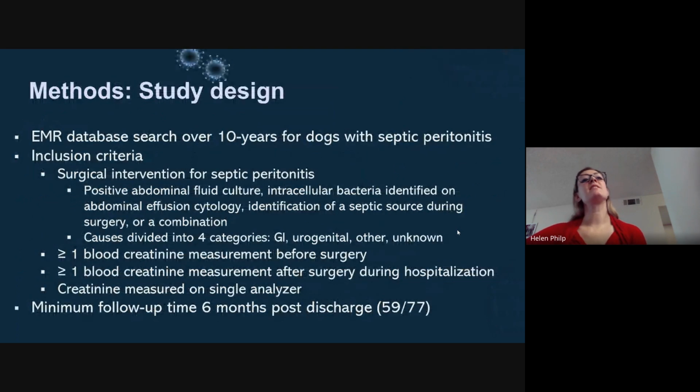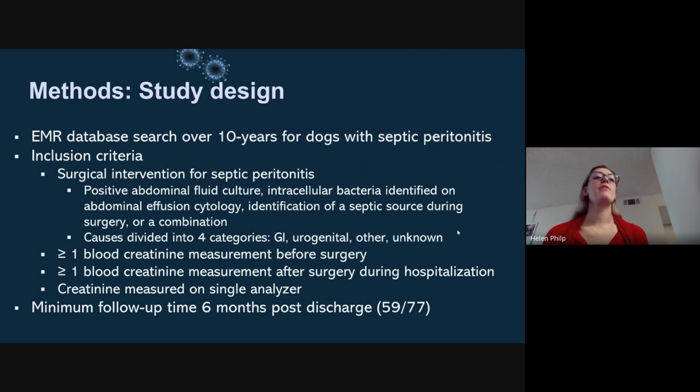In terms of study design, it's a fairly straightforward design. It's a retrospective observational study with a search of the electronic medical record database over a 10-year period, weeding out all the dogs with septic peritonitis. There's not really any particular exclusion criteria, but in terms of inclusion, they had to have undergone surgical intervention for septic peritonitis, and they list the ways in which this could be diagnosed. They divided the causes of septic peritonitis into 4 categories: gastrointestinal, urogenital, other, and unknown.